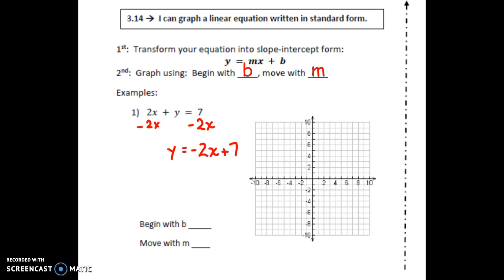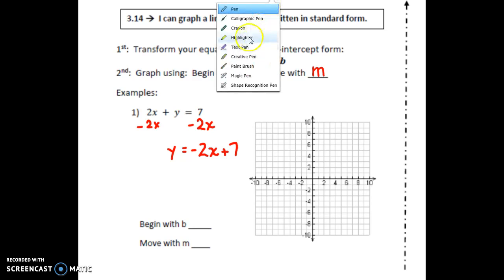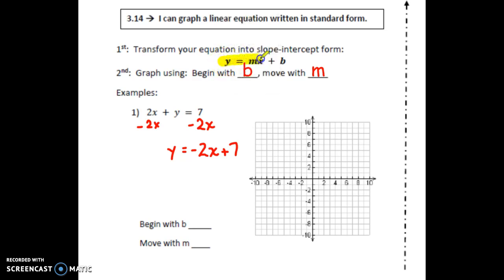So, please remember, in order to graph, you actually want your equation to be in slope-intercept form, and that's because you will be able to begin with the b, the y-intercept value, and then you'll be able to move with m. So what it means to be able to graph from standard form is that we actually have a two-step process. The first step is to do this transformation.